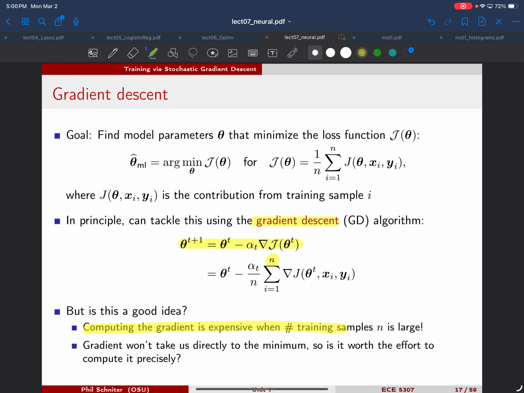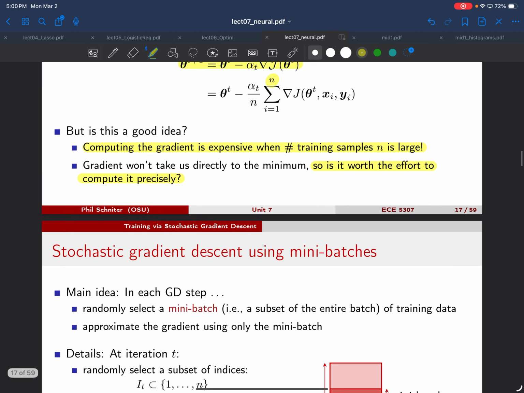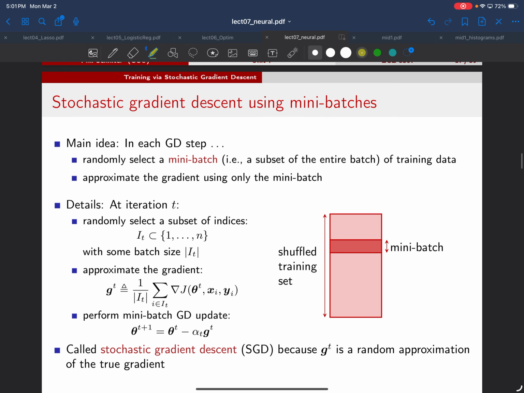So that's the main idea. Computing the gradient is expensive when n is large, and the question is, is it worth the effort to compute it precisely? And the answer is no, it's not usually worth that effort. So what is typically done is you work on mini batches. A mini batch is a subset of your training data, maybe something on the order of like 32 samples, 64 samples.